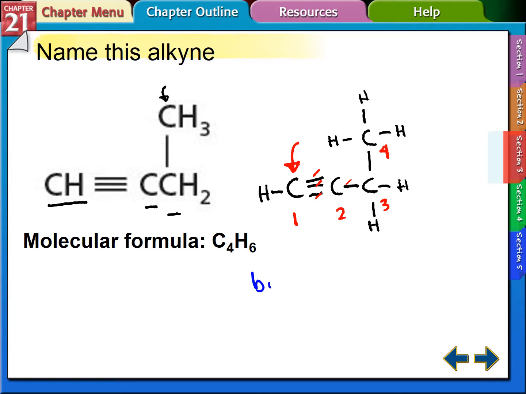Let me write that down. That's butyne. Alright, and now we have to specify the location of the triple bond. Since the triple bond is connected between carbons 1 and 2, therefore the official name of this structure over here is 1-butyne. Again, the naming is very similar to how we name alkenes. So again, the name of this alkyne is 1-butyne.